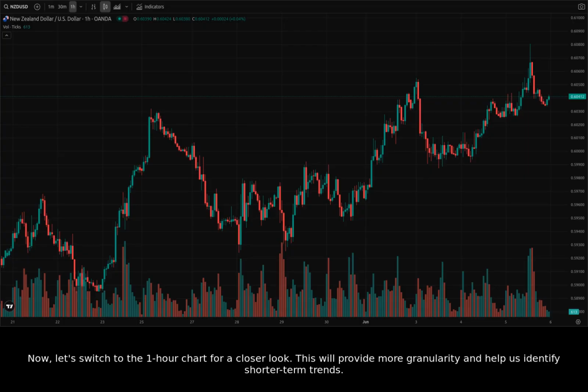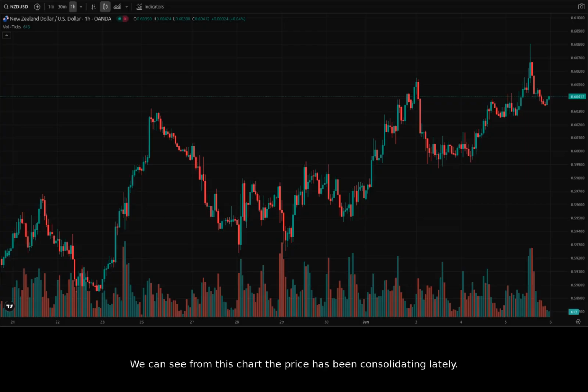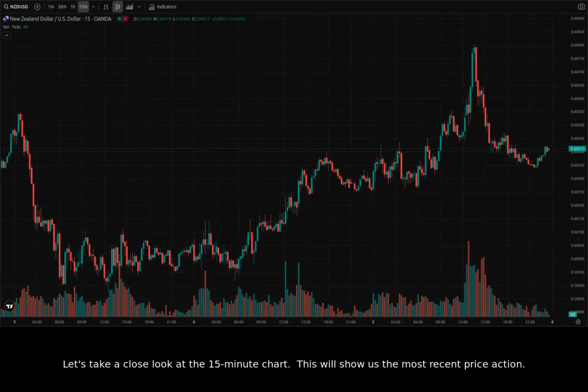Now, let's switch to the 1-hour chart for a closer look. This will provide more granularity and help us identify shorter-term trends. We can see from this chart the price has been consolidating lately. Let's take a close look at the 15-minute chart. This will show us the most recent price action. This chart shows us more of the consolidation behavior.